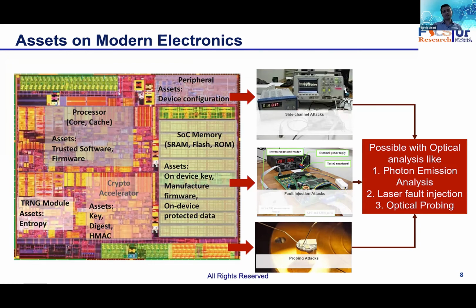We have about 60–70% of the design done in-house, and then fabrication and packaging is all out. So we have a lot of assets on these chips. If we look into different blocks on the processors, the software, the firmware, the crypto accelerators, the key, HMAC, and the memories, we again have different types of keys and protected data that we have to make sure stay protected.